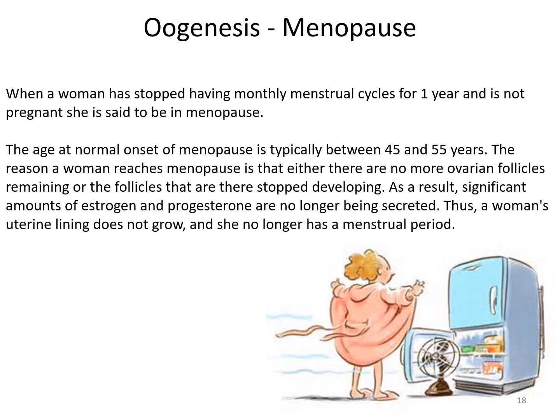Menopause can happen anywhere between 45 and 55 years of age, give or take. And the reason a woman reaches menopause is either because there are no more follicles remaining in the ovaries to develop, or because the follicles that were already there just basically stop developing.